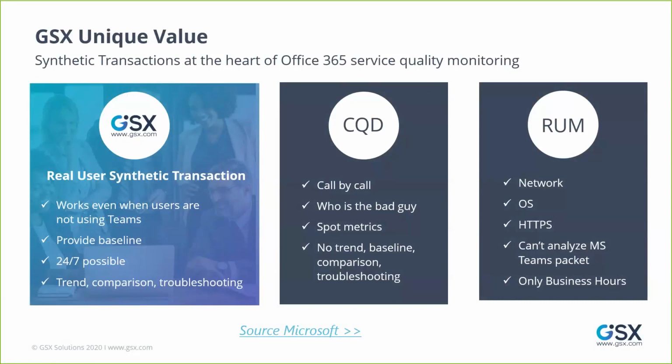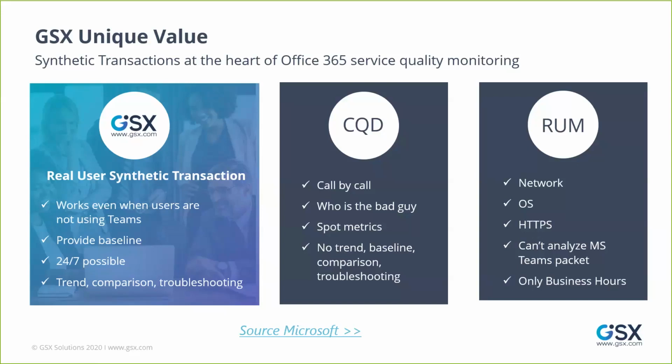We have seen that the Call Quality Dashboard is very good to analyze a specific call made by a user and determine which user on that call had issues. And then it gives you spot metrics. So you just have the different numbers for the different metrics, but you cannot trend it. You don't have any graph. You cannot troubleshoot. You cannot reanalyze. So it's good to know who has a problem sometimes, but that's all.